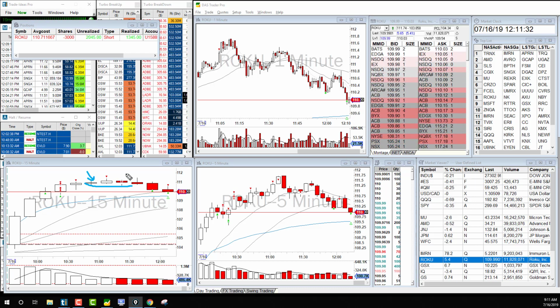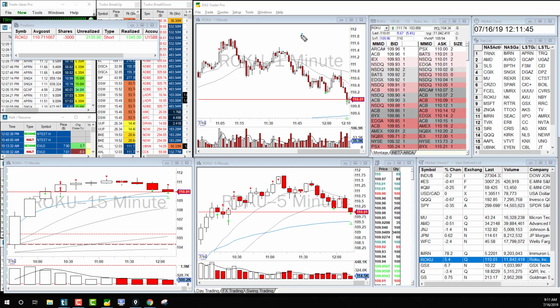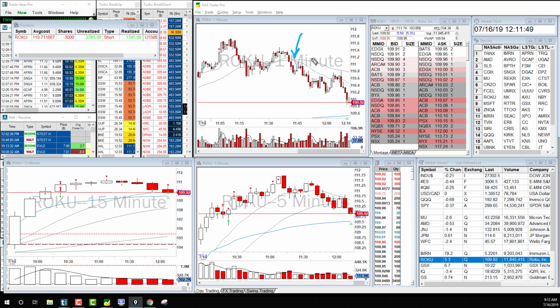We see a lot of dojis and indecision candlesticks, and eventually we start making a new 5-minute low. But when is a good entry on that, and how can we actually have the risk to reward? A good entry on that would be when the moving average crossover is happening. On a 1-minute chart, right now we have a 9 moving average, 20 moving average, and 50 moving average.